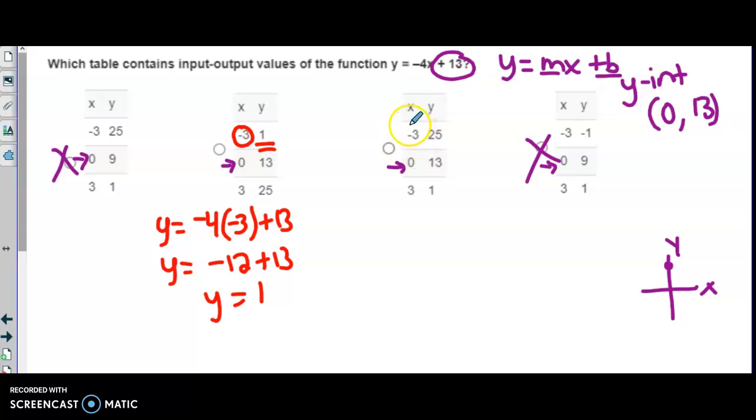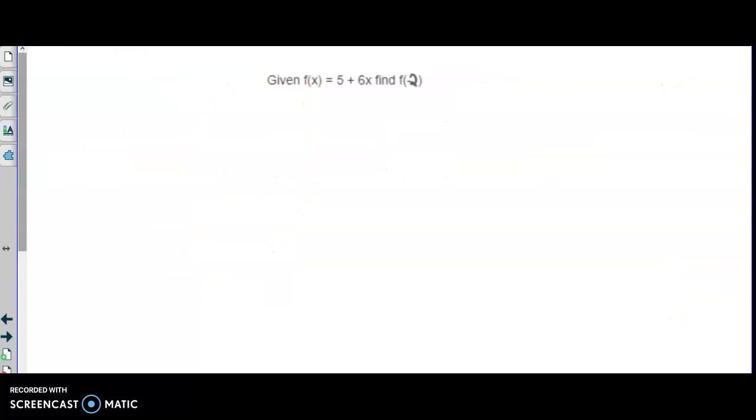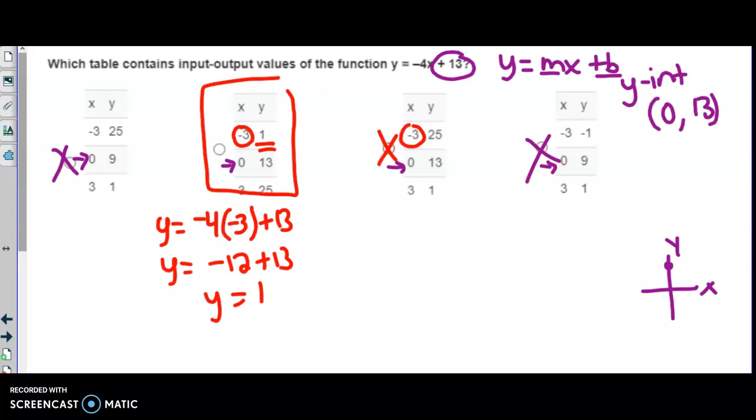Here it says that you plug in a -3 and you get a 25. That's not true. We just said that you get a 1. So this one is my answer. And you could also, well, I don't have time to really go over this, so I'll skip it for now.